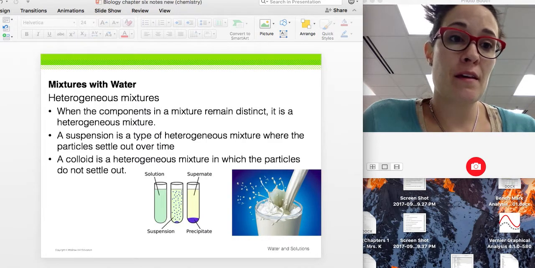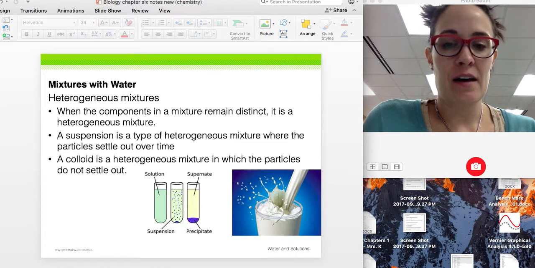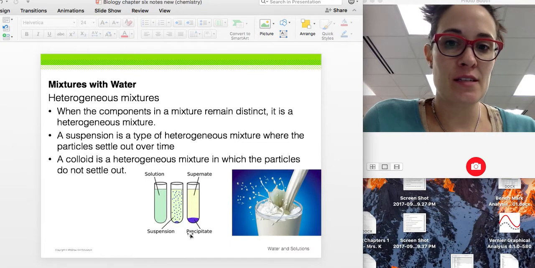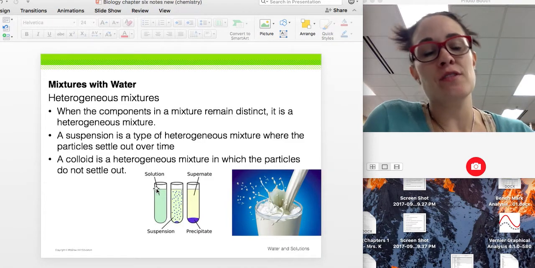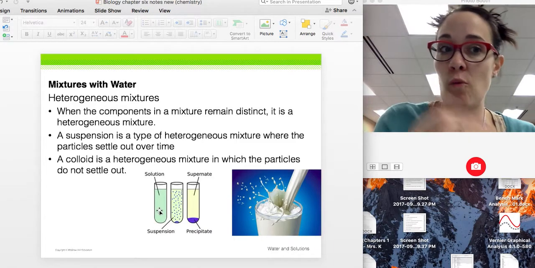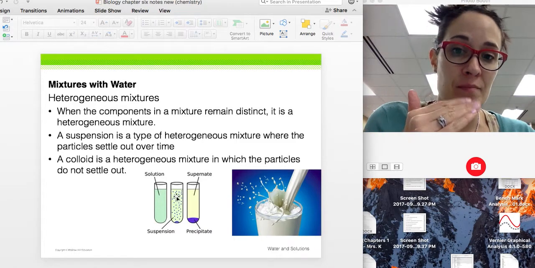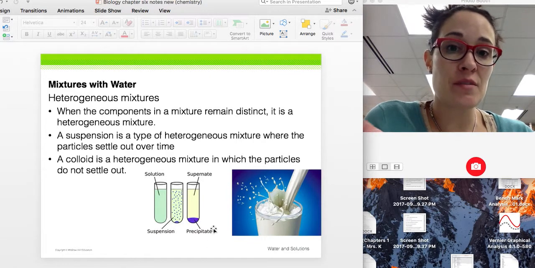Heterogeneous mixtures, when the compounds within it are distinct, they're heterogeneous. So they don't really mix too well. Like for example, blood cells, if you take out your blood and you put it in a tube, it looks like it's all one solution, but over time, the cells will go down to the bottom and they will separate.